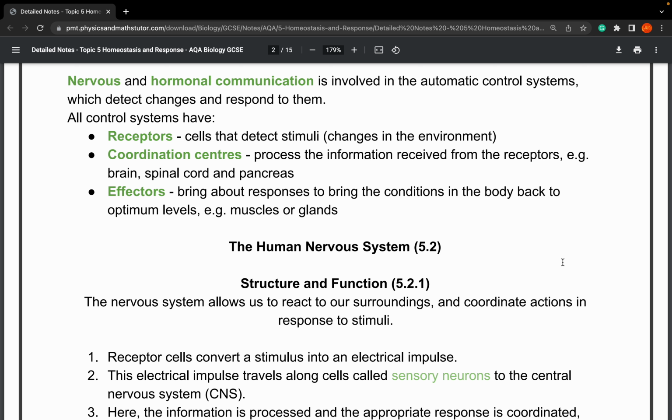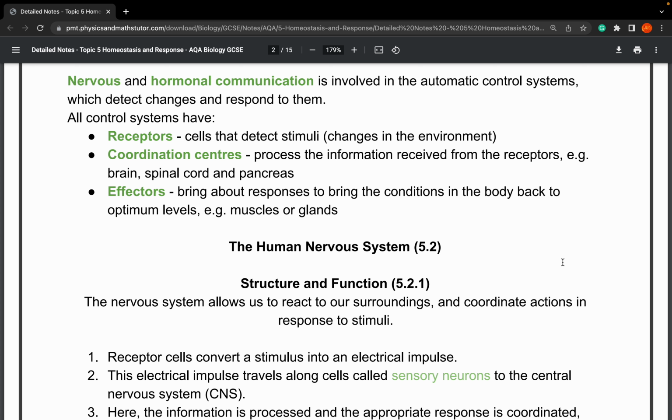This is involved in autonomic control systems, which detect changes and respond to them. All control systems have receptors, coordination centers and effectors. So nervous and hormonal communication works in an autonomic control system, which means automatic control. Inside the body everything is automatic. For example, we don't digest our food; the food we eat gets digested by itself. We don't produce urine; the urine is produced automatically from the blood. So these are all automatic control systems.